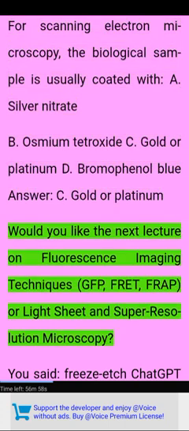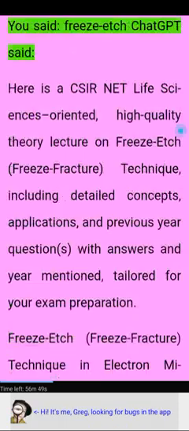Gold or platinum. Would you like the next lecture on fluorescence imaging techniques, GFP, FRET, FRAP, or light sheet and super resolution microscopy?